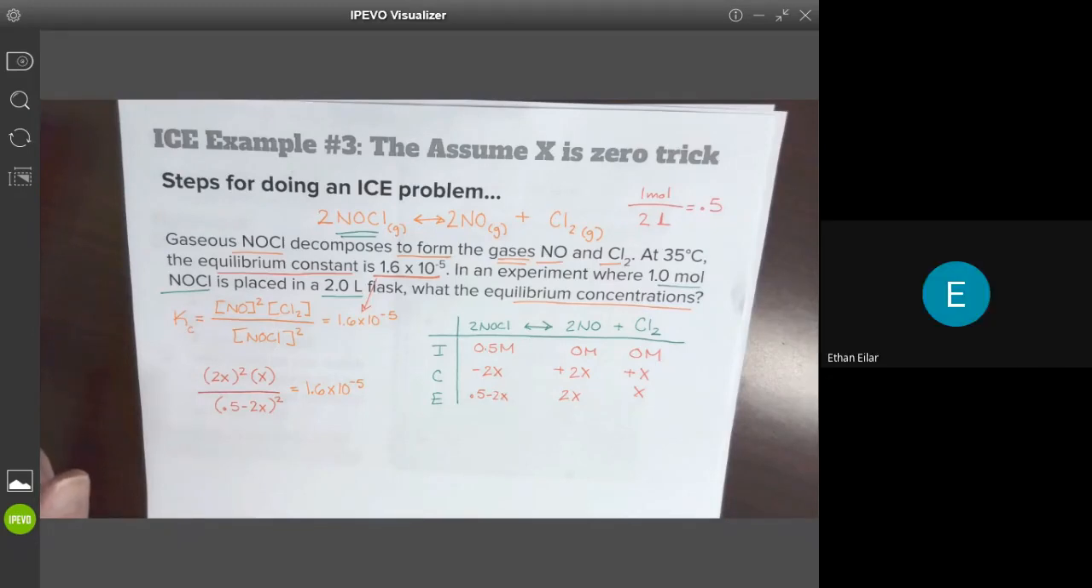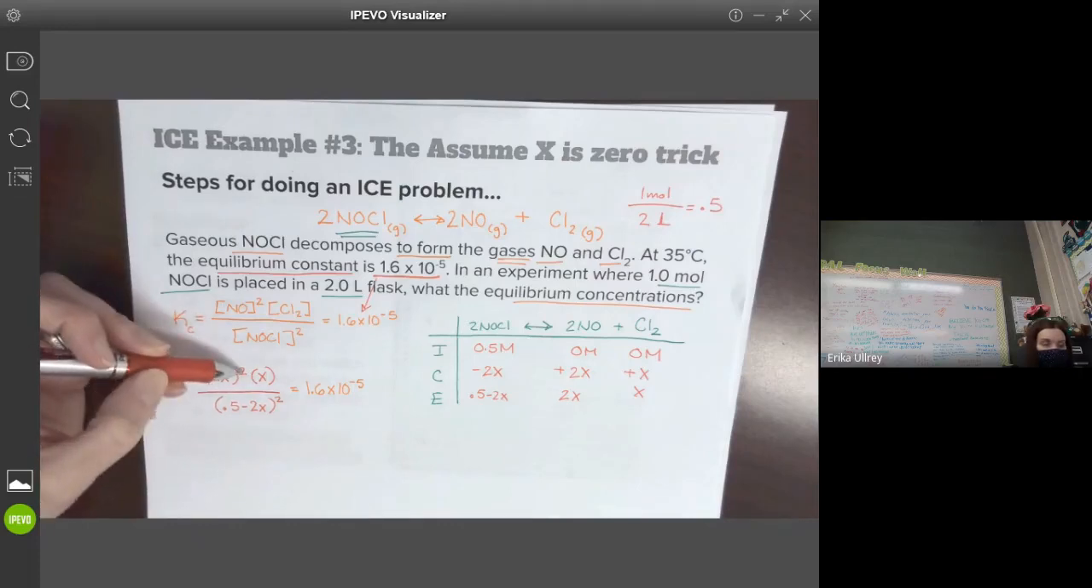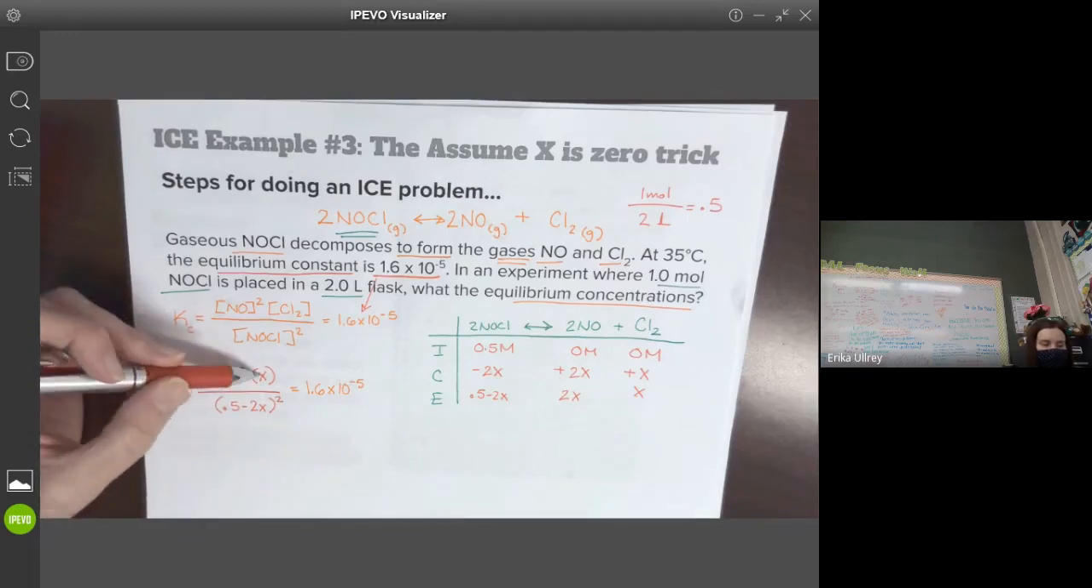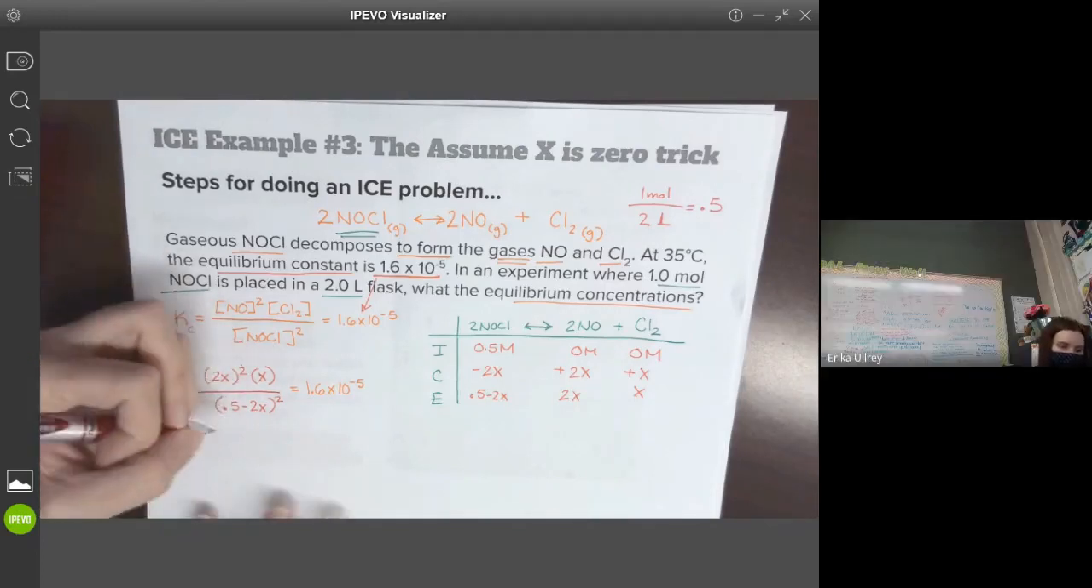4x to the second. 4x squared, right? So 2 times 2, right? So we have to square the 2 and square the x. So that becomes 4x squared times x. What would it become then, Ethan? 4x to the third. 4x to the third, okay?